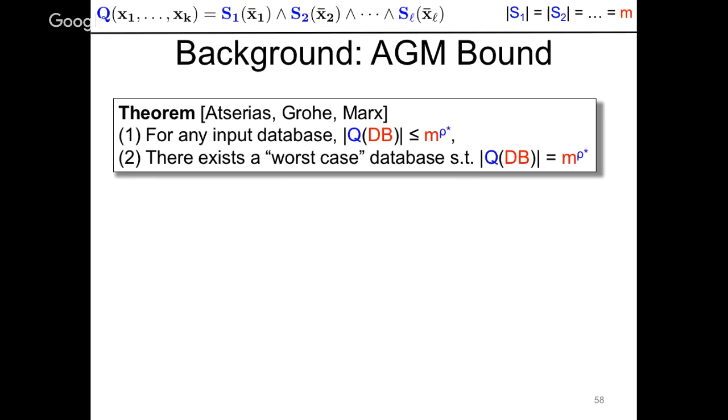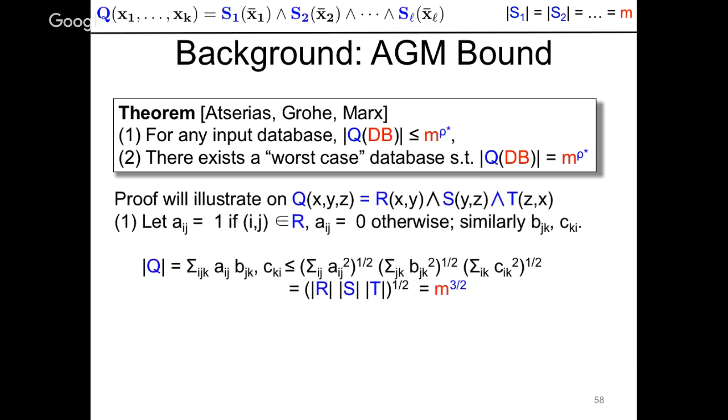And it says this: for any input database where all the input relations have size at most m, the size of the query output is no larger than m to the power rho star. And rho star is the fractional edge covering number of the hypergraph. And they have a dual. They say that there exists one database, which is a worst-case database, for which all the input relations have size at most m, and the size of the query is exactly m to the power rho star. Exactly means asymptotically exactly.